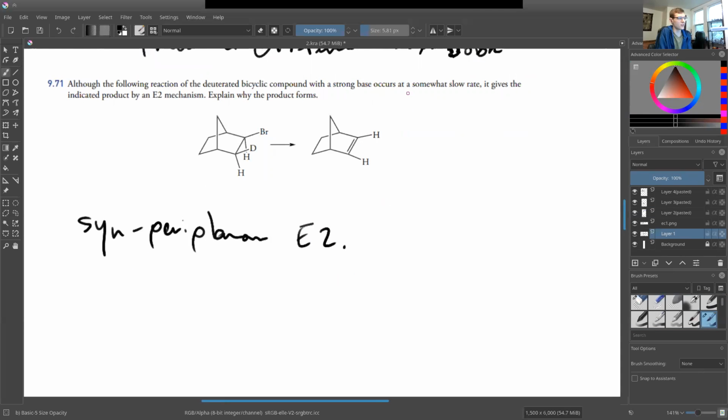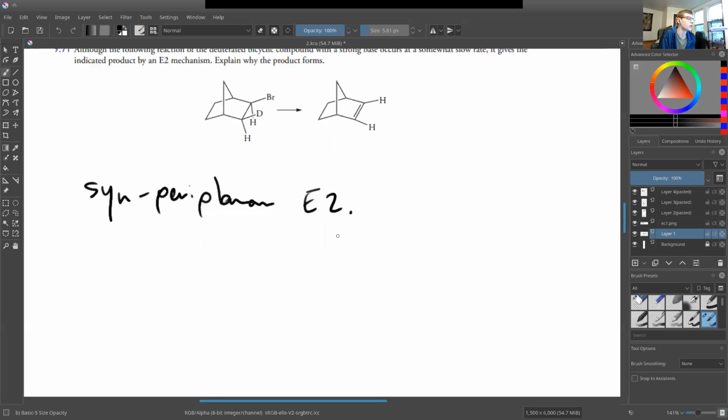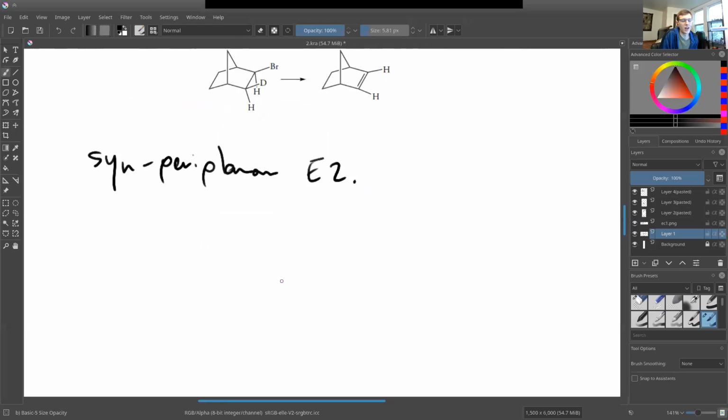Okay, it happens at a somewhat slow rate, given that the indicated product is by an E2 mechanism. Explain why the product forms. So it's syn-periplanar E2. That's why the product forms, right? How does syn-periplanar E2 happen? Where does that come from?